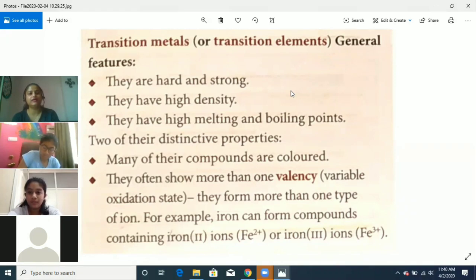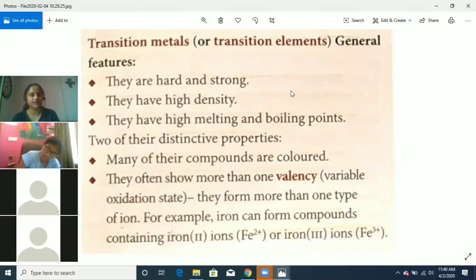We sometimes use utensils of iron. We use ornaments, so they have high melting and boiling points. We know that. Okay. And one important chemical property of the transition elements is that many of their compounds are colored. We have seen copper sulfate, ferrous sulfate, nickel carbonate, etc. They have some specific color.